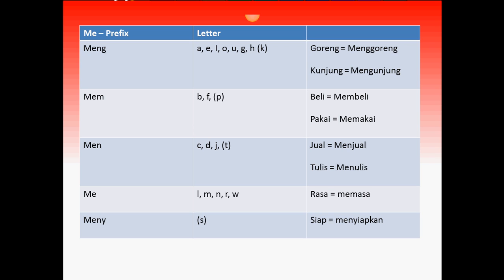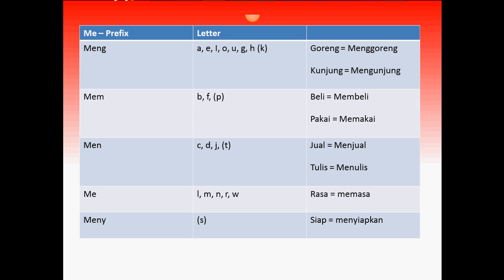So looking at this chart, it helps us understand which of the 5 me prefixes we use according to the first letter of the base word. So you've got meng, men, mem, me, and meny. Meng is our first one. If the first letter of the root word is A, E, I, O, U, G, H, or K, we use that one. If it's B, F, or P, we use mem. If it's C, D, J, T, we use men. If it's L, M, N, R, W, it's me. And if it's an S, we use meny.